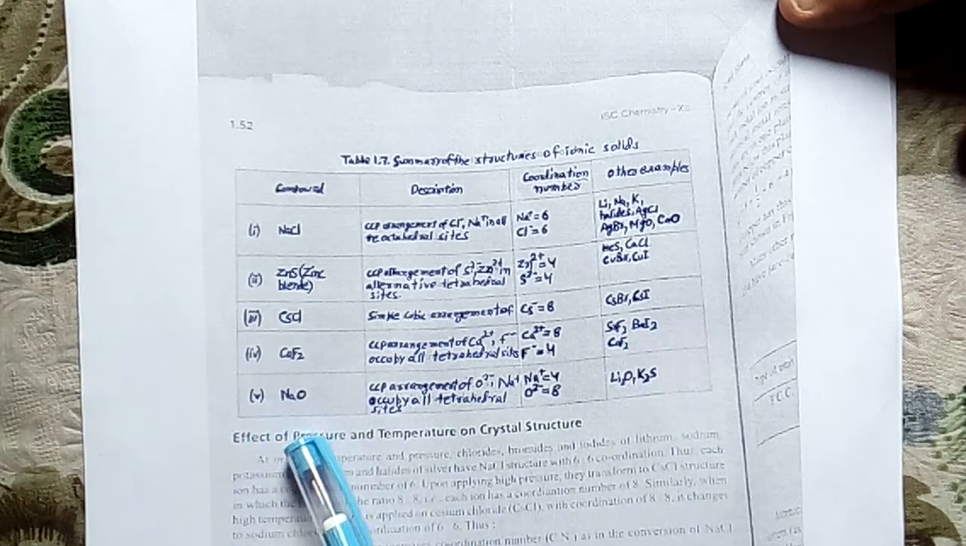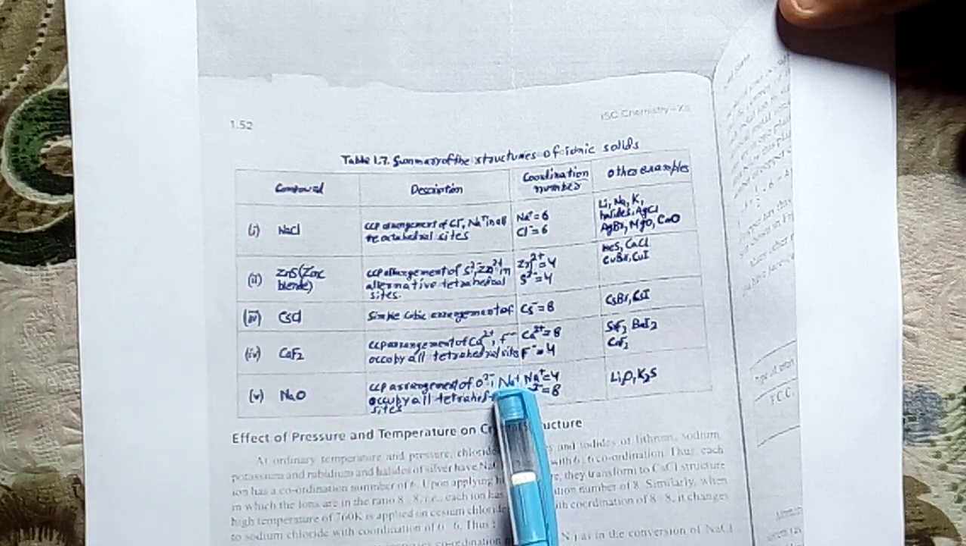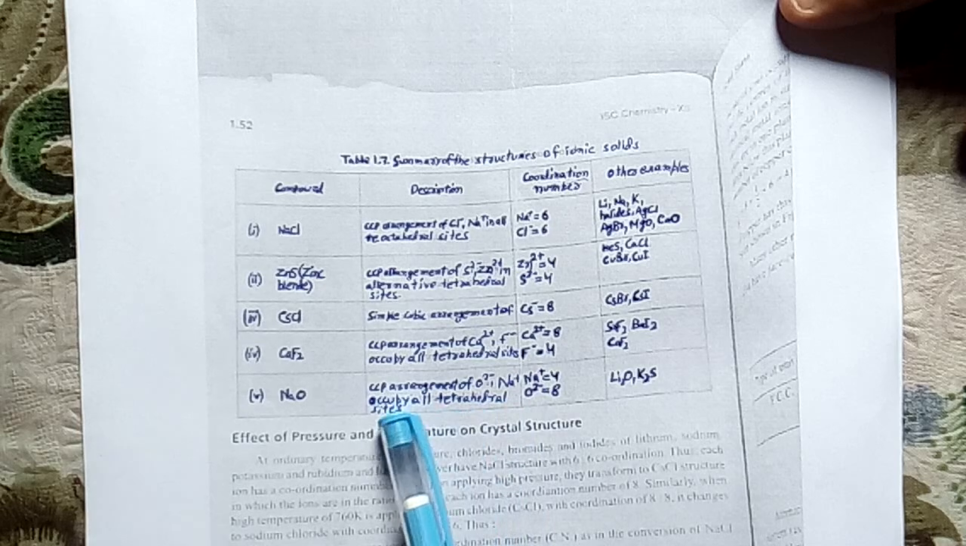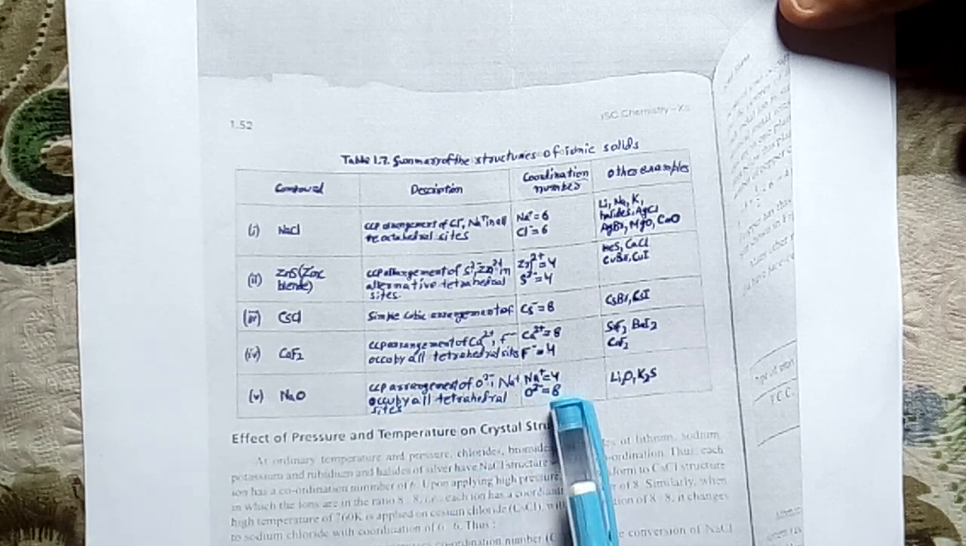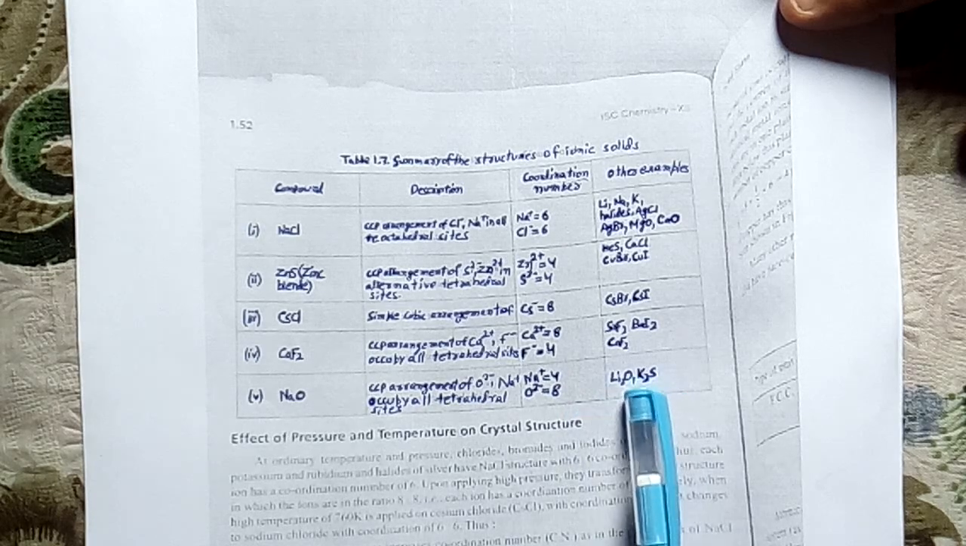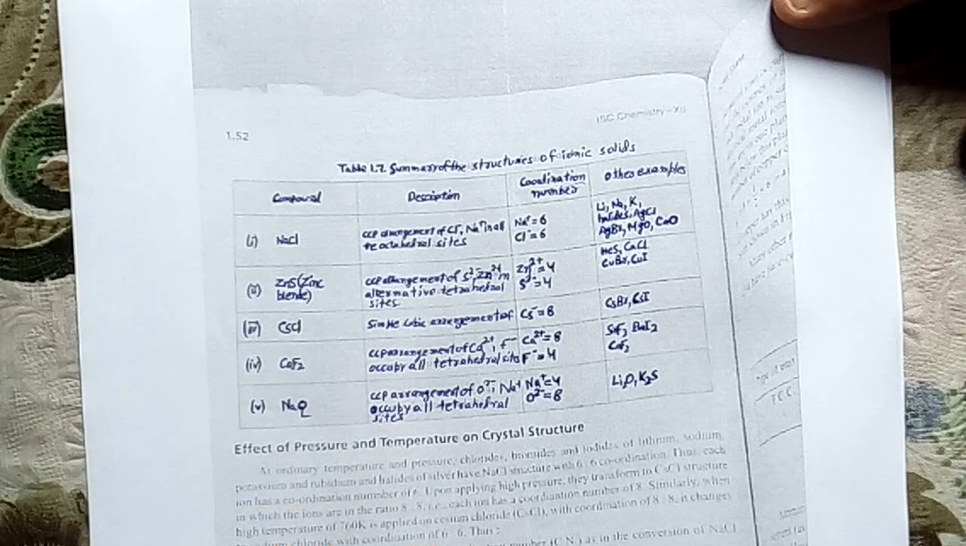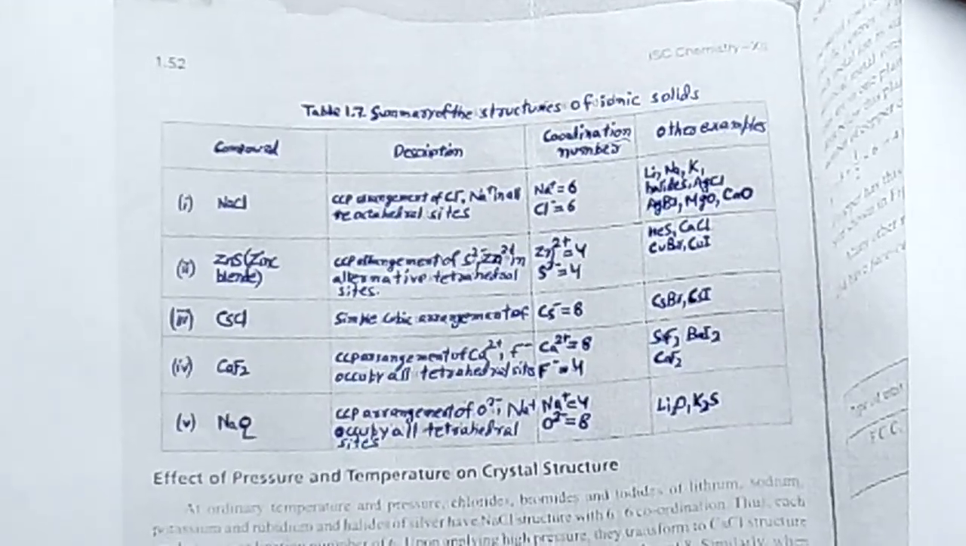Last one is sodium oxide, Na2O. CCP structure is occupied by oxide, Na+ occupies tetrahedral sites. Na has coordination number 4, oxide has coordination number 8. Other examples are Li2O and K2S. So it will be Na2S. So till here we have completed the chapter.